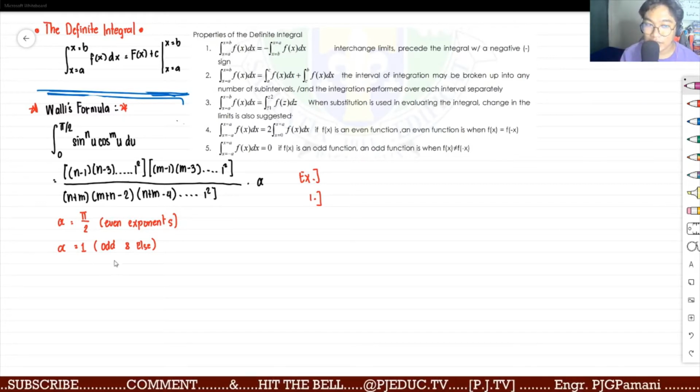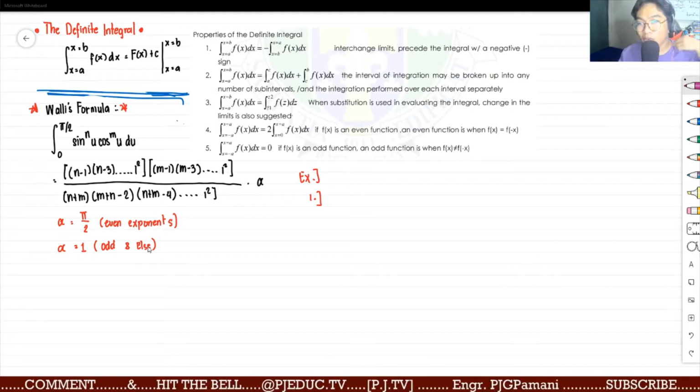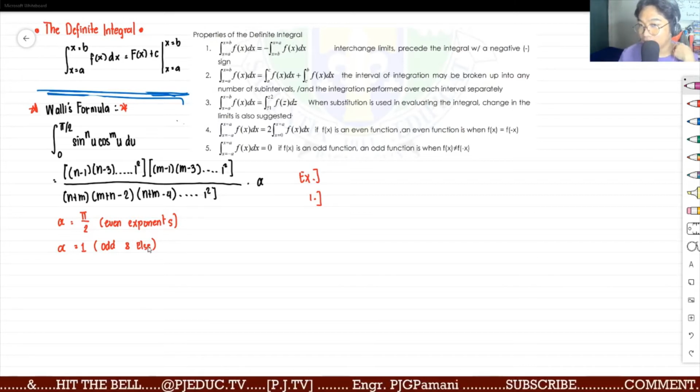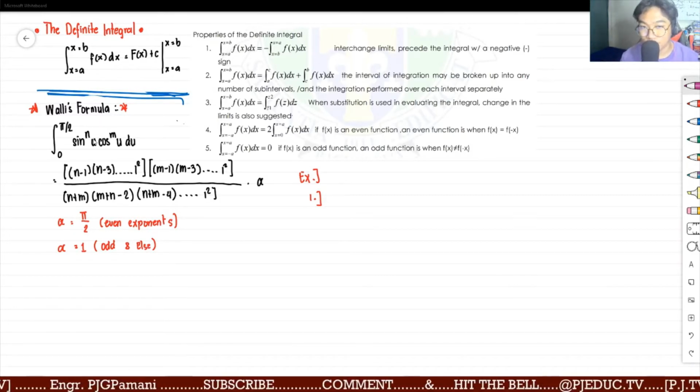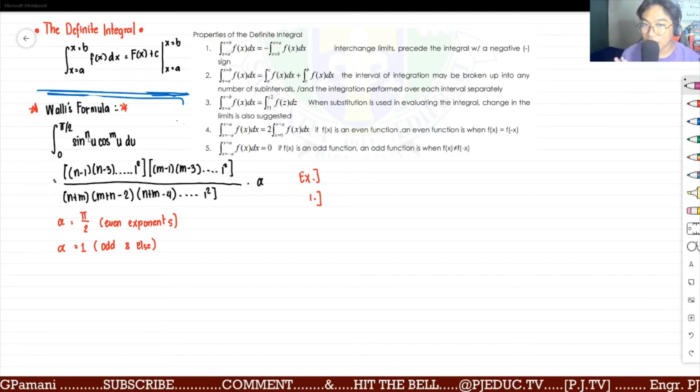integrand is equal to 1. But how are we going to transform the problem? That is based on the identified exponent of the product of those two trigonometric functions, sine and cosine. Nakikita nyo yung n and m.